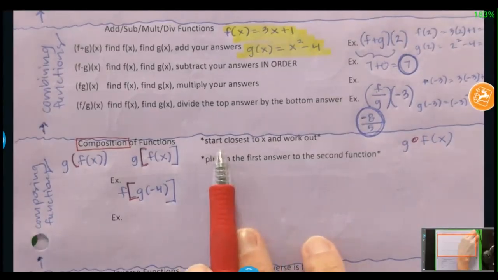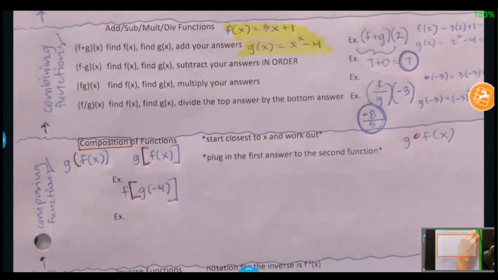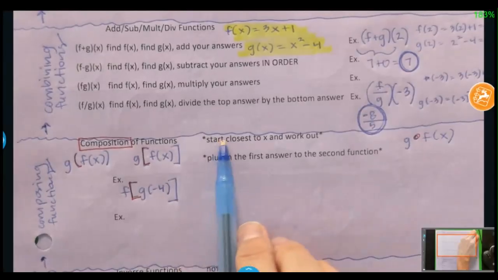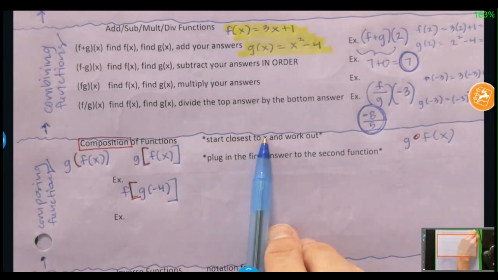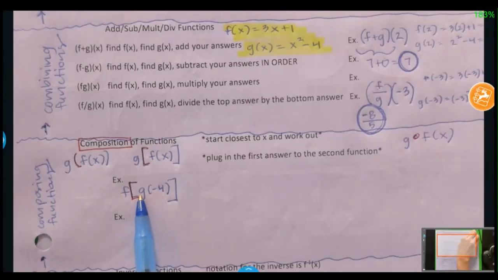Now, I have the rules right here. Start closest to the X and work out. All right, Caleb, what X did you give me? -4. And what letter of the alphabet is closest to -4? G. This is easy question. Because this says start closest to X and work out. This is his X. He gave it to me, -4. What letter of the alphabet is closest to -4? So that's where I'm going to start.